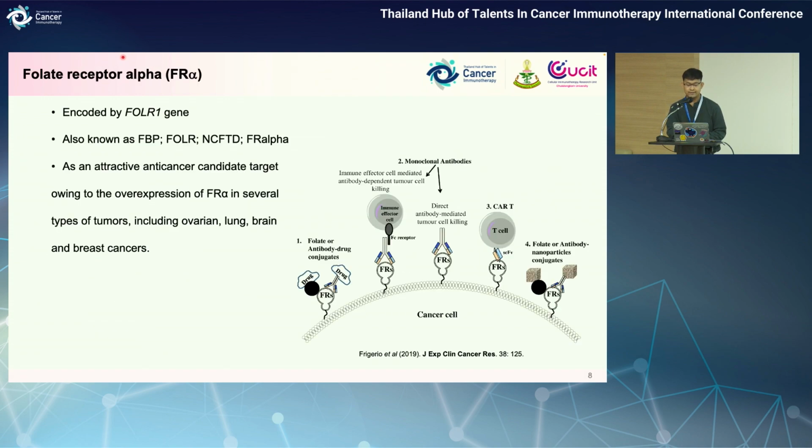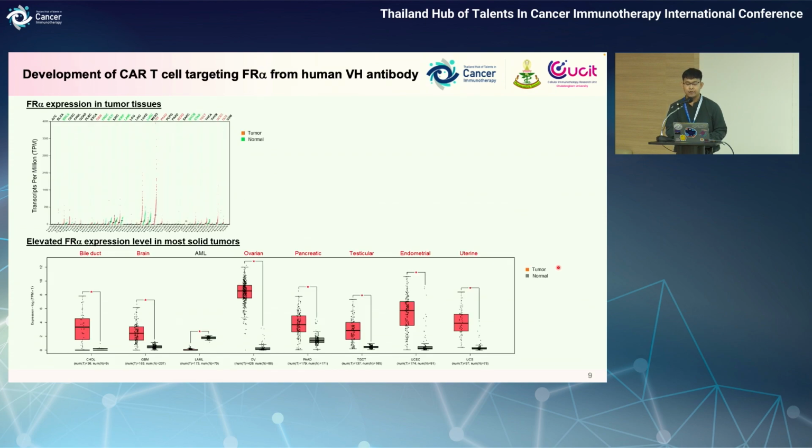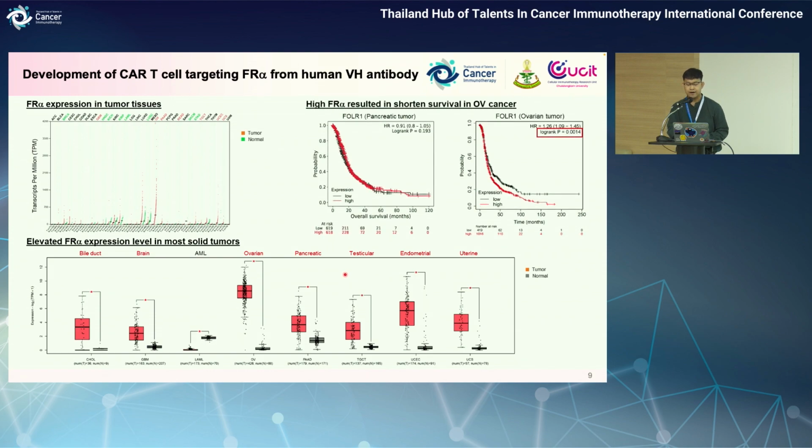In this study, we focus on folate receptor alpha, or FR-alpha. FR-alpha has been used as a target for cancer treatment using various platforms, such as folate or antibody-drug conjugates, monoclonal antibodies, CAR T cells targeting folate receptor through scFv for tumor cell killing, and folate antibody nanoparticle conjugates. Using bioinformatics online tools, we found that the FOLR1 gene is overexpressed in many solid tumors such as cholangiocarcinoma, glioblastoma, ovarian, pancreatic, and endometrial cancer. And high expression of FR-alpha is associated with short survival in ovarian cancer.